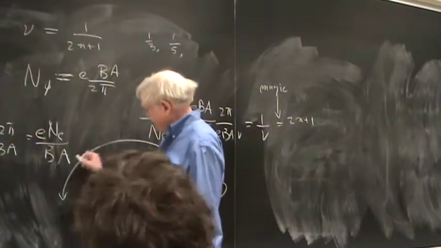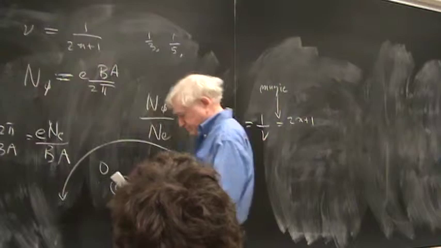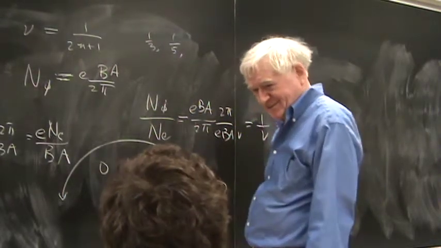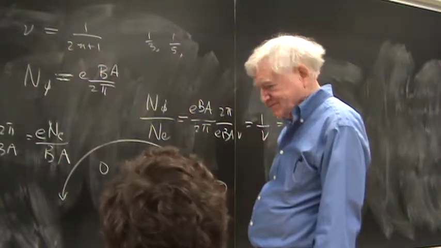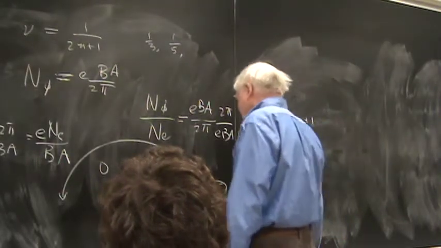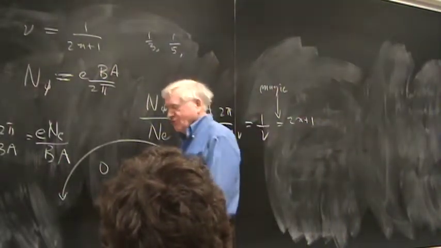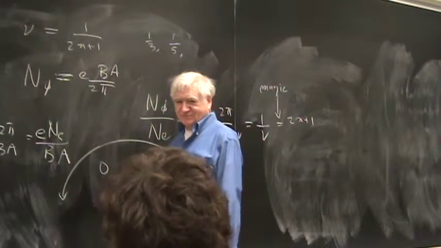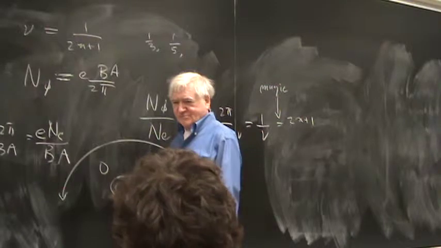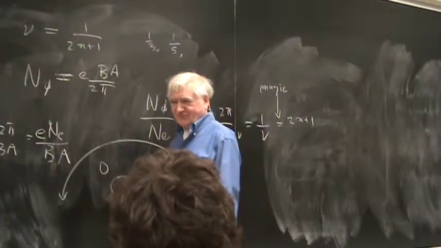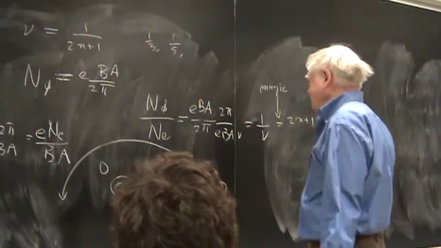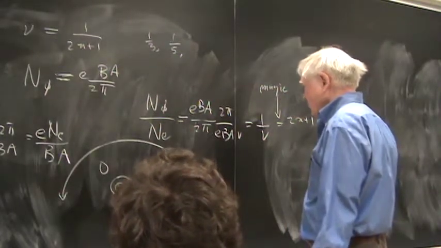Then there's a pi. How do I know that? This fraction tells me the number of flux quanta per electron, right? How do I know that they're localized in this kind of way? Oh, good question. This is a hand-waving argument. But do you have any idea? No. Okay. All right, so you move it like that.